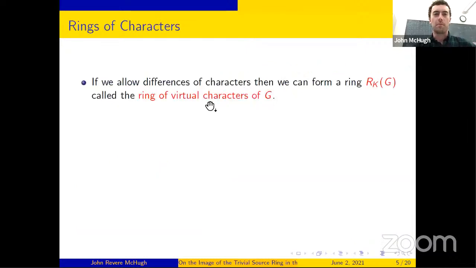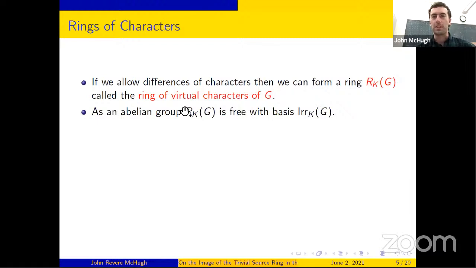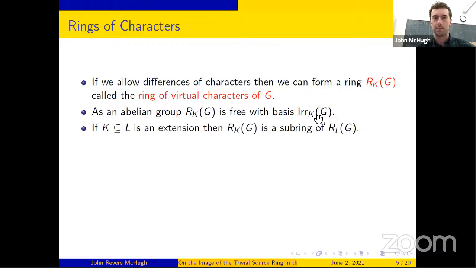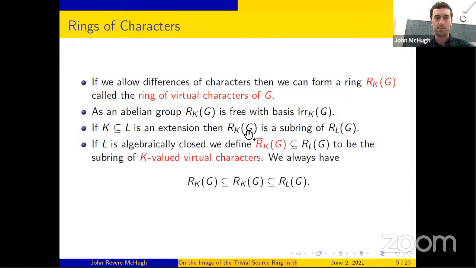Okay, now characters can be added and multiplied, and if we allow subtraction, then we can form a ring, which I'm going to denote R_K(G). So it's the ring of virtual characters of the group. As an abelian group, just forgetting the multiplication, it's free with a basis, the set of irreducible characters. If L is an extension of K, then I can view R_K(G) as a subring of R_L(G) in a natural way. Any K character is an L character.